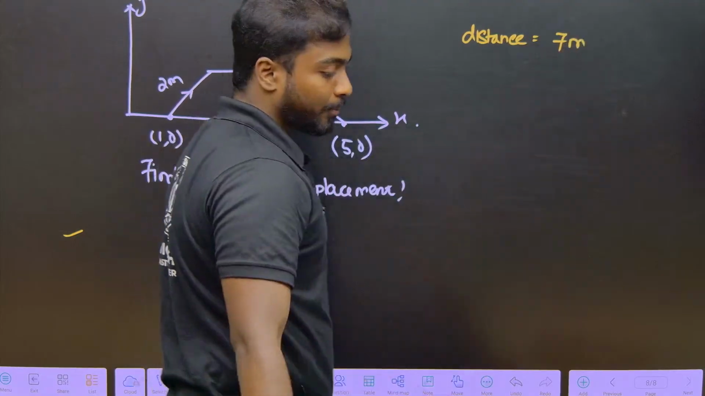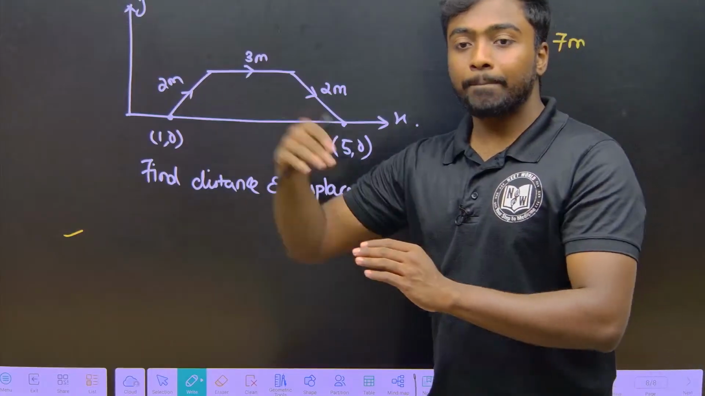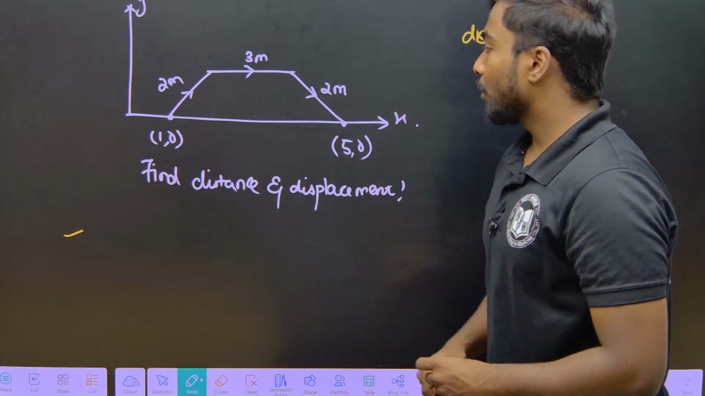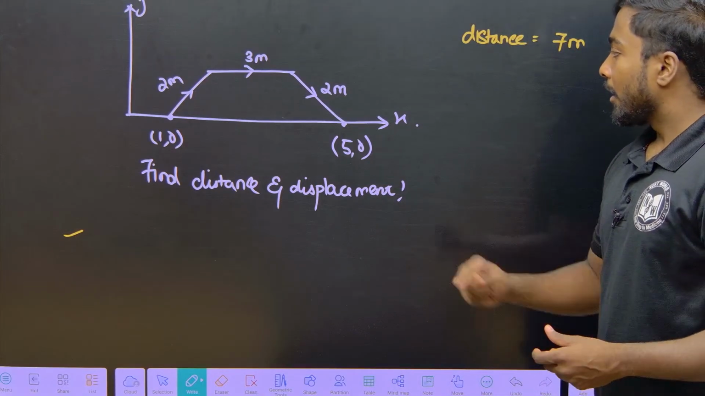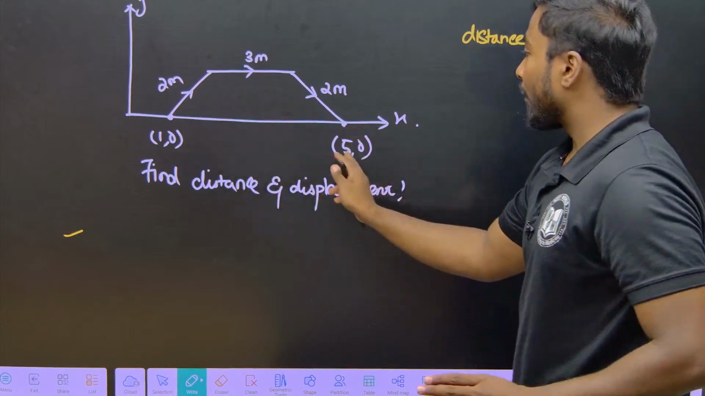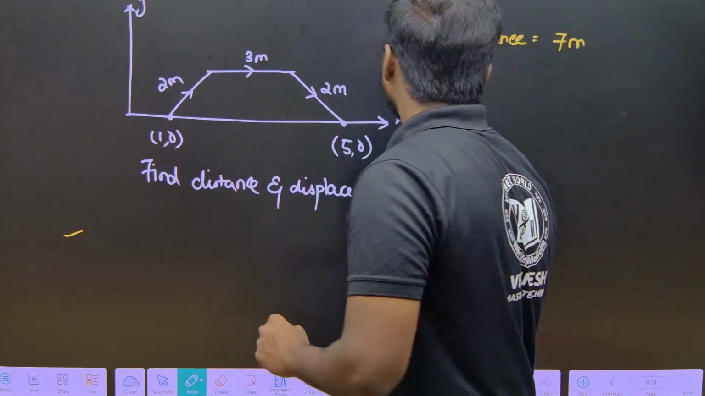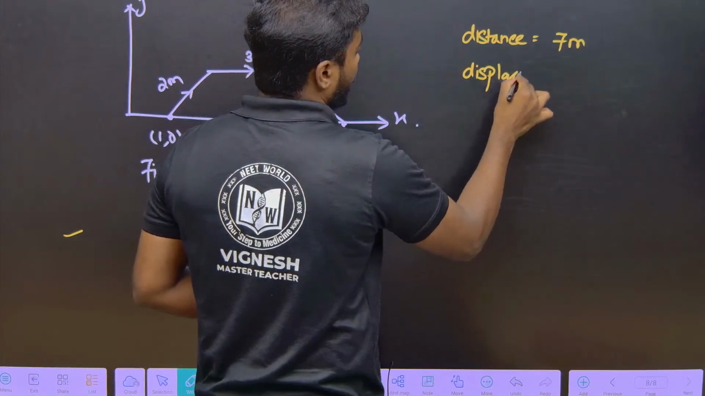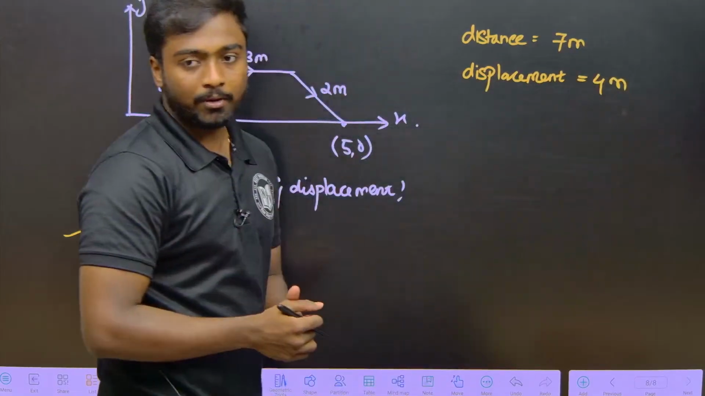What about the displacement? I need to go from this point to this point. I don't need the path travelled. I need only the shortest path, right? So what will be the answer? x2 minus x1, this is final and this is initial. So 5 minus 1, 0 minus 0. So total is 4. So displacement will be 4 meters.